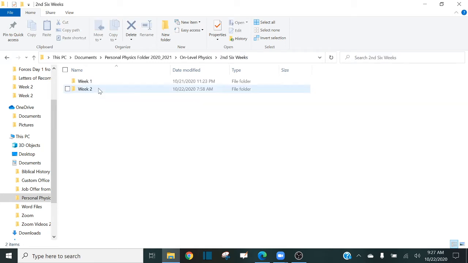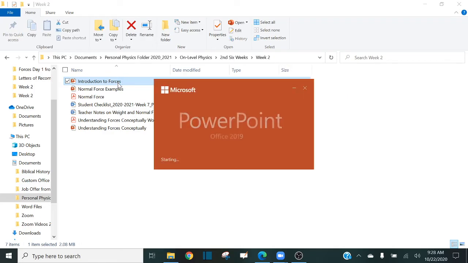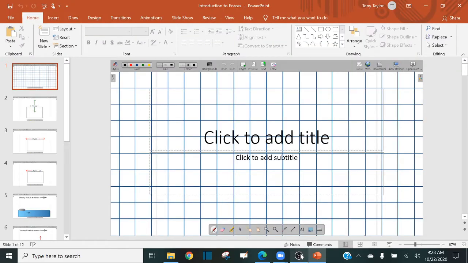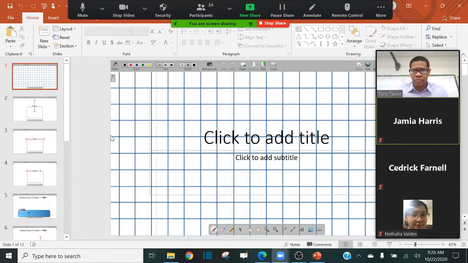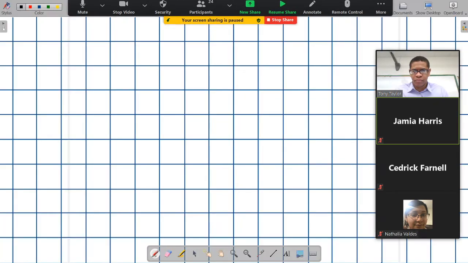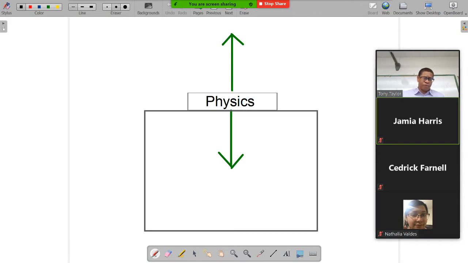All right, guys, let me get ready to open up this PowerPoint here. As I said, the goal of today is to understand forces conceptually. Let's start with a very, very simple example. Suppose that I have a physics textbook, and this physics textbook is sitting on this table here.